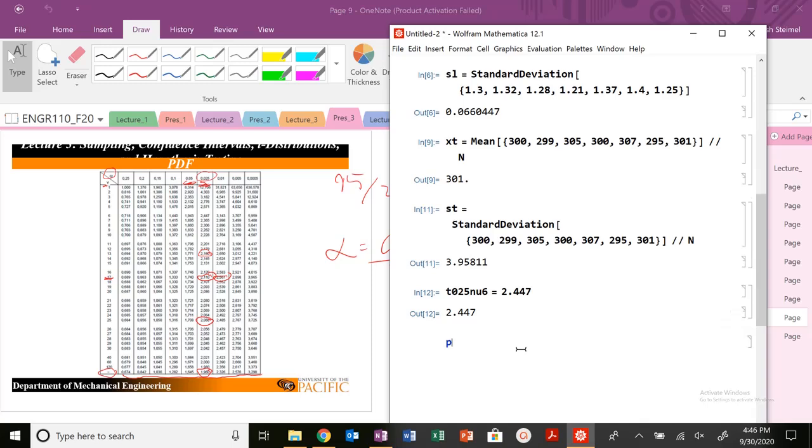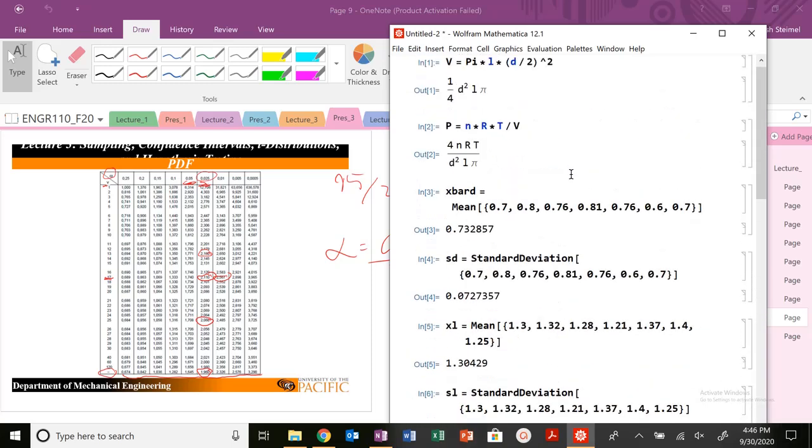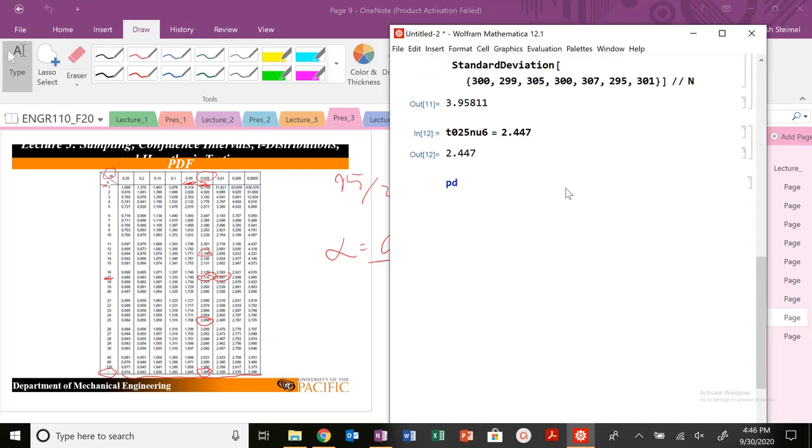So my P in my diameter is going to be t 0.025, nu of 6, times my S of D divided by the square root of the number of samples. It's going to be 7. Square root of 7. I'm going to divide out by the nominal value. Actually, we'll divide that right now. Divided by my x bar d.